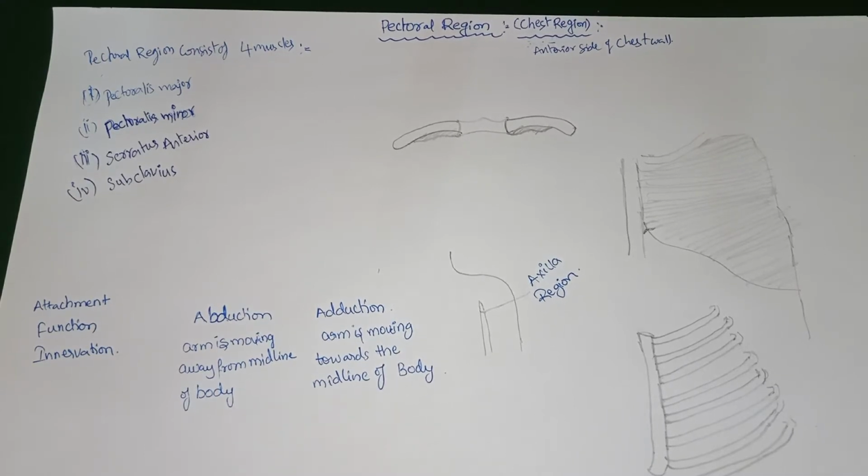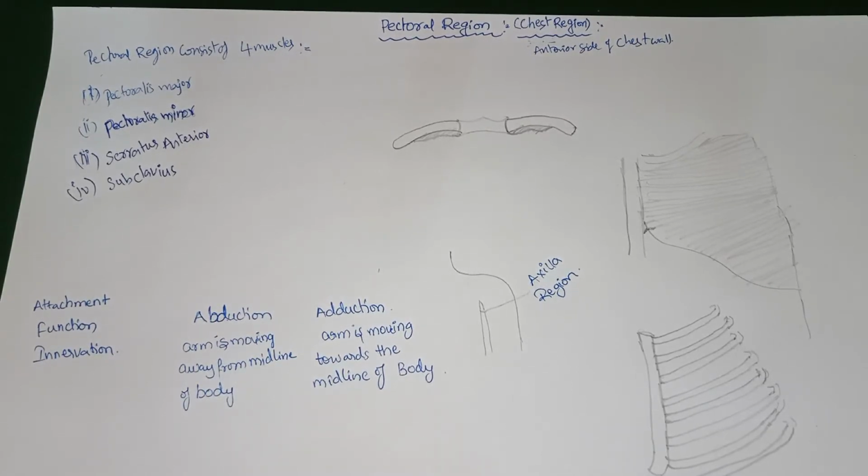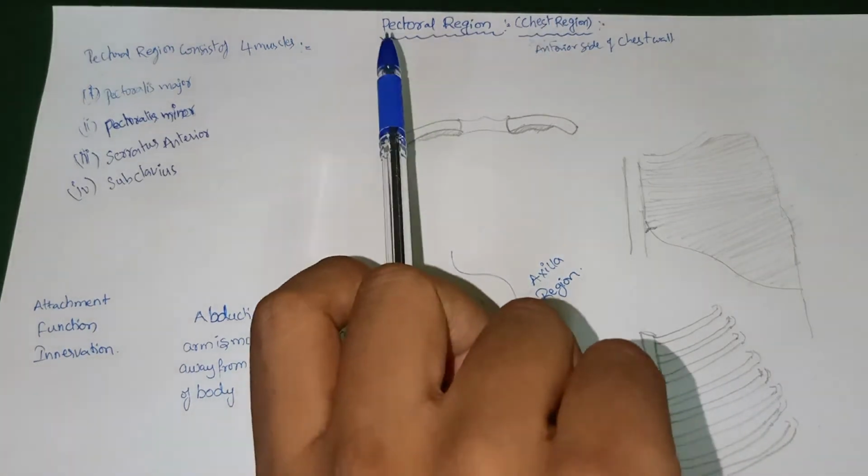In this session we are going to learn about the pectoral region muscles. In the last session we learnt about the general view of muscles of the upper limb: how many muscles are present and how many regions are present in the upper limb. The regions are pectoral region, shoulder region, arm region, forearm region, hand region, and back region. Now we are going to learn about the pectoral region muscles.